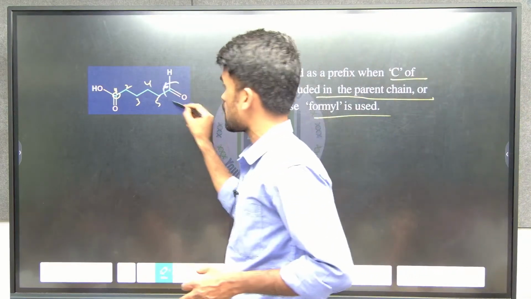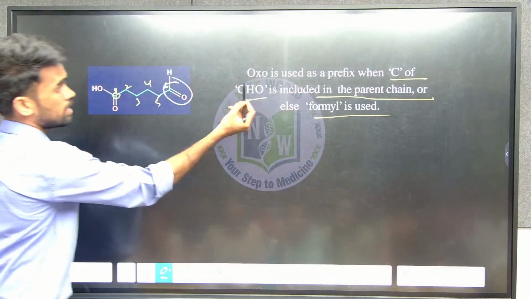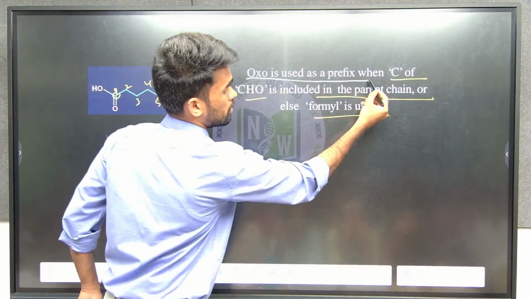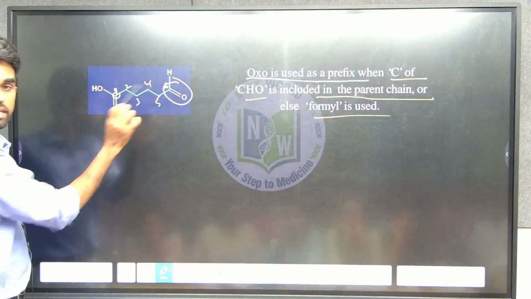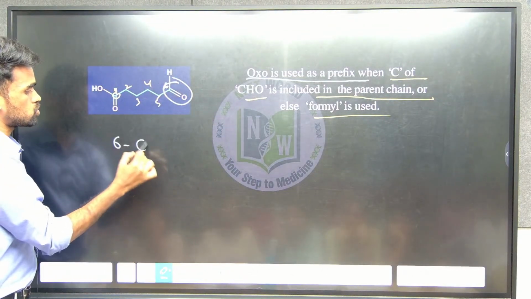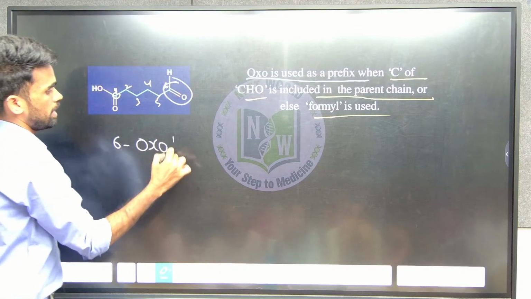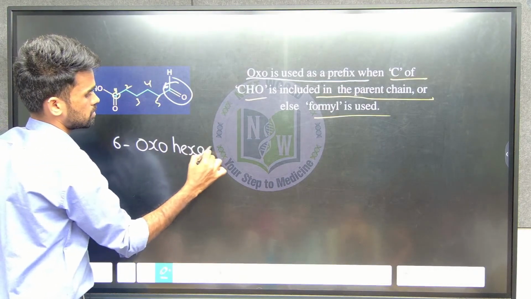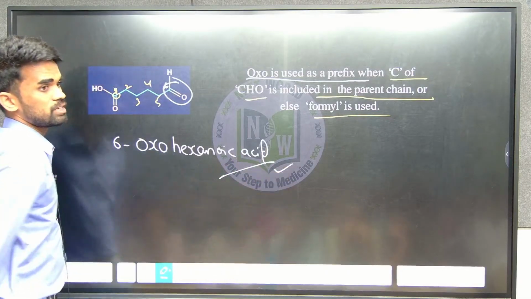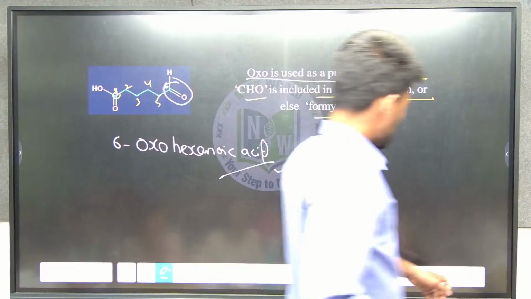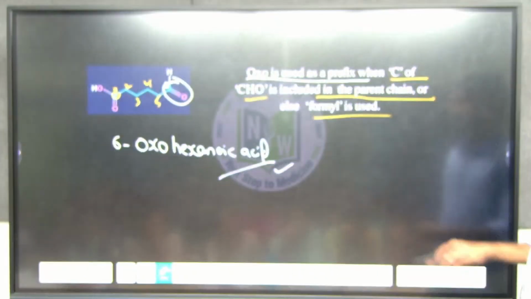We are counting this carbon now. So 6. Oxo is a prefix when the carbon of CHO is also counted. I am counting that also. So 6-oxohexanoic acid. Clear everyone? Okay, this is done now.